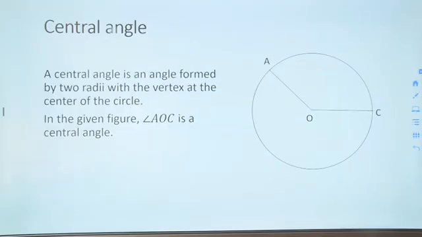And let's talk about central angle here. A central angle is an angle formed by 2 radiuses which meet at the center of the circle. So in this case, angle AOC is the central angle.